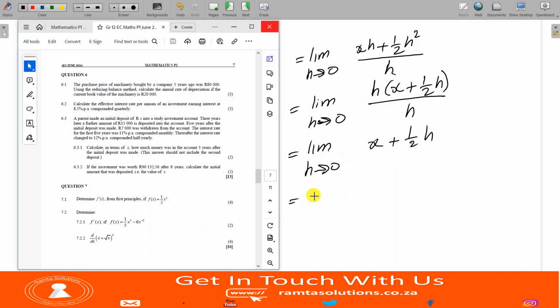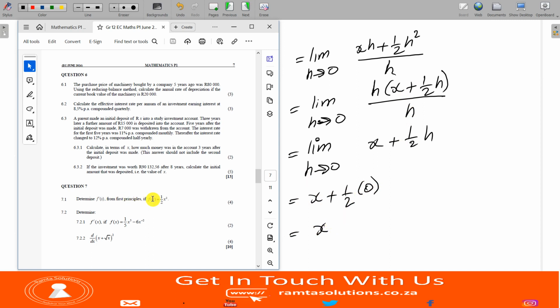Now we have to substitute: where there's h, we put 0. We couldn't earlier because there was an h in the denominator which was going to affect us, but now we can substitute. So it will be x plus half, where there's h, we put 0. Now this becomes x.